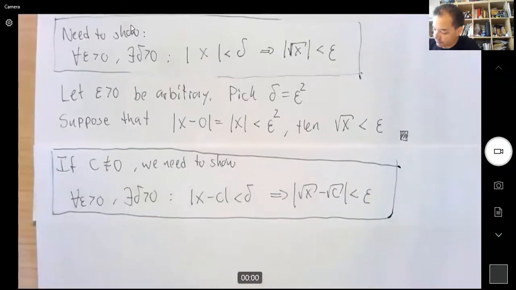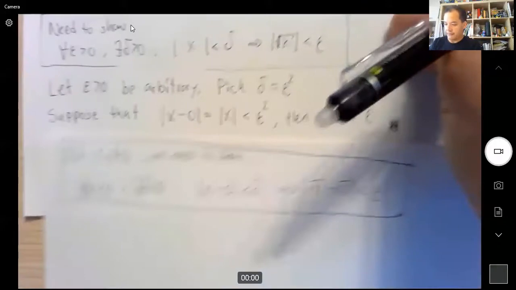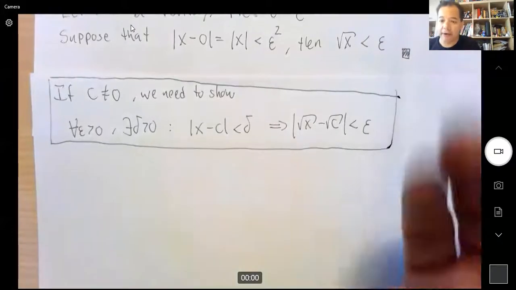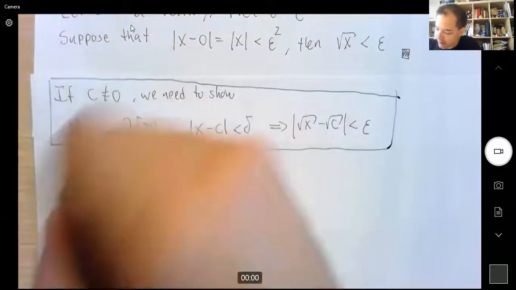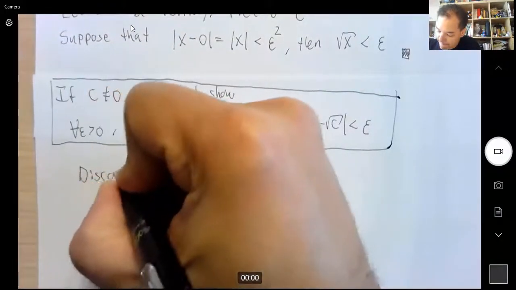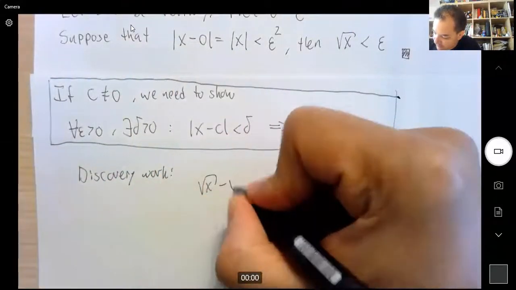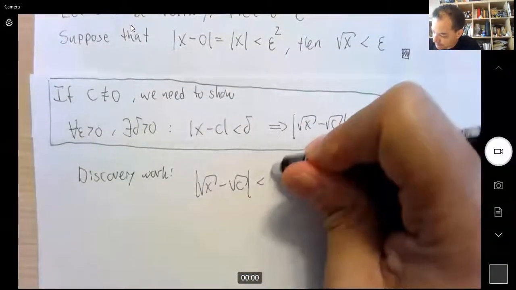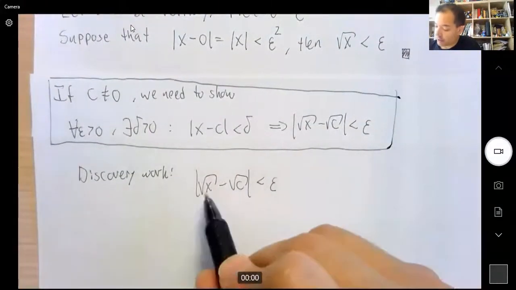And so here's how it can work. So let's see, do I want to talk a little bit about the discovery here or simply show you the proof? Let's talk a little bit about the discovery, right? Like how can we find out the delta that we need? So we start from here. This is like our discovery work. So we start with this. This is what we want. That's an epsilon. Now what we can do is multiply both sides by the square root of x plus the square root of c.